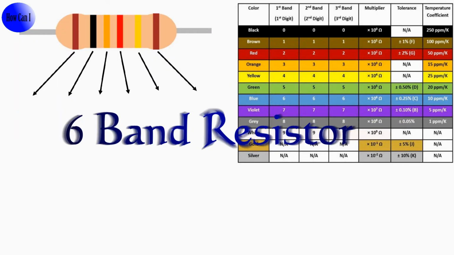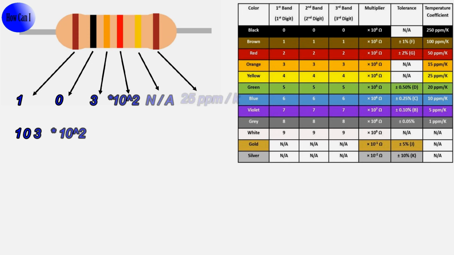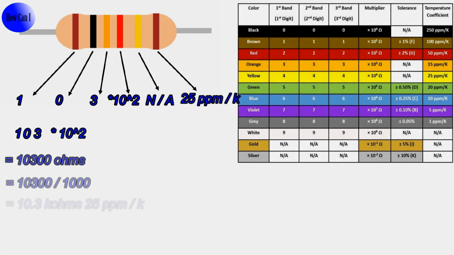6 band resistor. First color is brown. Second color is black. Third color is orange. Fourth color is red, and it is the multiplier. Fifth color is yellow, and it has no tolerance value. Sixth color is brown, and it is the temperature coefficient. 10,300 ohms. Divide by 1,000. The resistor value is 10.3 kilo ohms and 25 ppm per Kelvin.